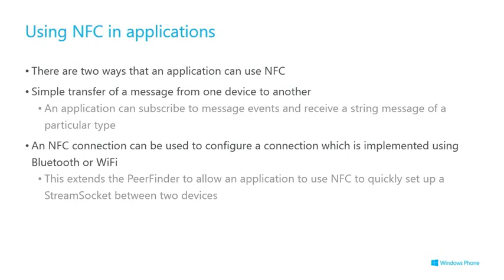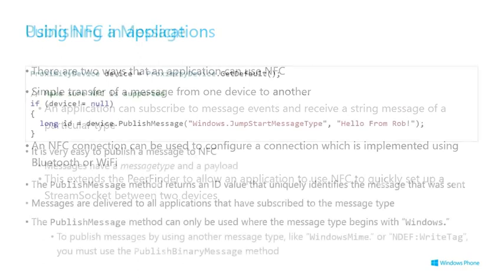And to enable that one, you have to have a message type, and you have a publisher and a subscriber. An application can subscribe to these message types, it's just a string, and then receive that string message. Or you can actually use it as this tap to connect, which is our old friend, the Peerfinder API, can be used in this mode to quickly set up a stream socket between 2 devices. So you end up with the same scenario we looked at with the Bluetooth, except you're using a tap to actually initialize and set that connection up.